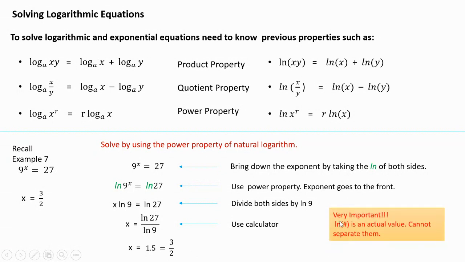What I mentioned earlier, that's why I put it in red with all the exclamation points: the ln of a number is an actual value. You cannot separate them. So it's crucial there.